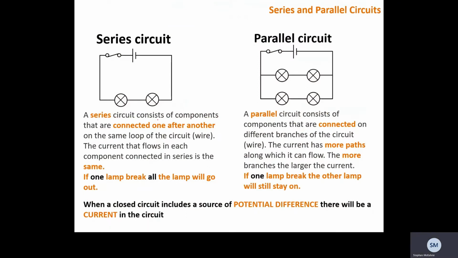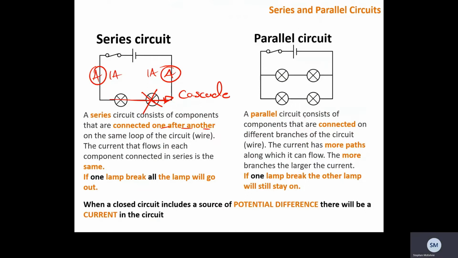A series circuit consists of components that are connected one after another. It can also be called a cascade connection, meaning the electrons go through one bulb into the next. The current that flows in each component connected in series is the same. If I set up an ammeter here and an ammeter here, if the amps here is 1, the amps there will be 1 as well. If this lamp breaks, then the entire circuit will go out.